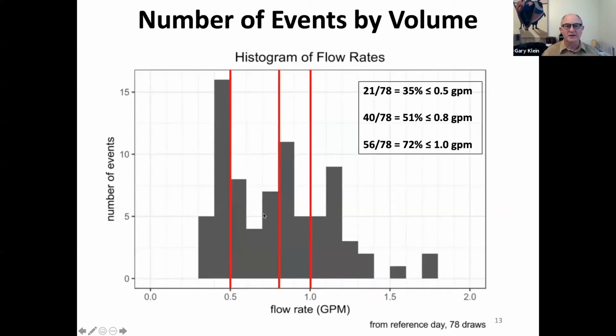So now we analyzed these flow rates and looked at the patterns of use. 35% of the events are less than a half a gallon per minute. 51% are less than 0.8 gallons per minute, and 72% are less than 1 gallon a minute. So why are we designing our plumbing for 20 gallon a minute flow rates? I don't know either, right? Well, because we've always done it that way is the usual answer.